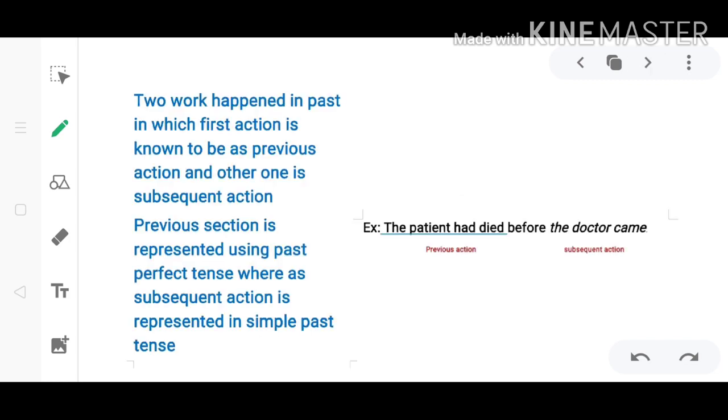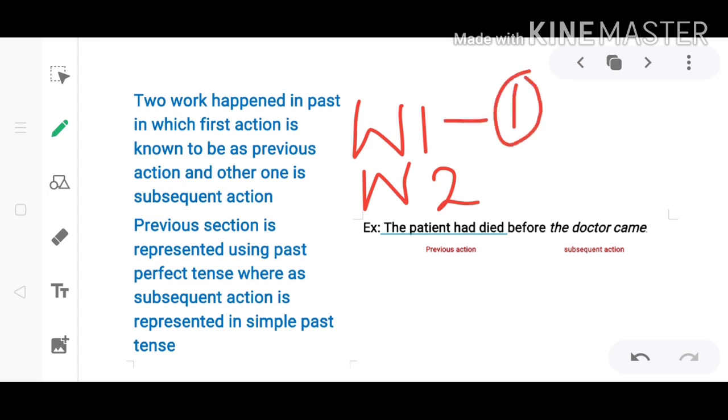First case, we have two works that happened in the past, in which the first action is known as the previous action and the other one is the subsequent action. For better understanding, consider two works, work 1 (W1) and work 2 (W2), that happened in the past, in which work 1 completed first, then work 2 finished. So work 1 is completed first, after that work 2 is completed.